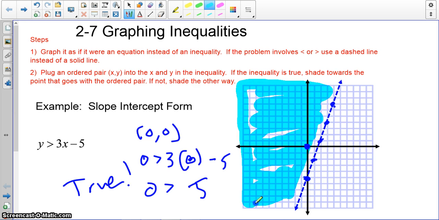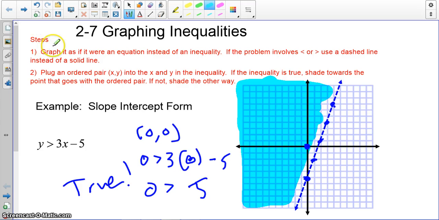And that is actually the other way you can figure out which way to shade, is that just look at what's going on with y. y is greater than the stuff. So you're going to shade where y gets bigger, and that's up. Okay, and that only works if y is by itself in the equation. If it is not, you got to go through it like I did here. Okay, either way will give you the right answer.